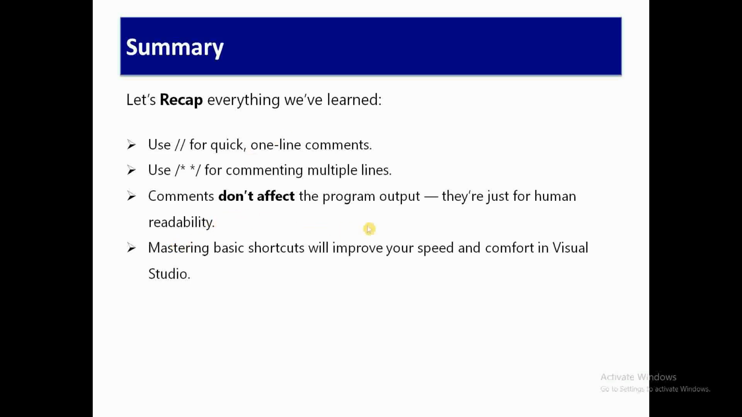Comments don't affect the program output, they are just for human readability. The compiler ignores the commented lines and only runs the code that is not commented. It only compiles that code, not the commented code. It is also for human readability, like if some other developer comes and wants to understand the code, you can specify some lines of notes in that program about what the input is and what the output is. These things we can put into that method.